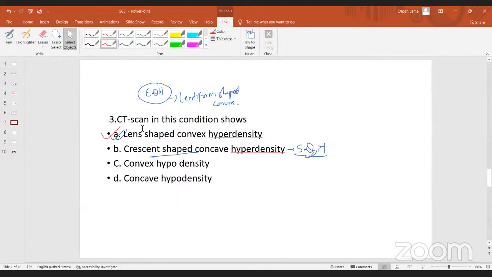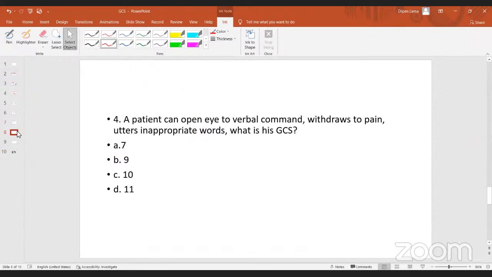So this is the correct answer. So why do I have this question here? We are talking about GCS. Why is GCS important? It is important in head injury patients. They may ask you in the exam a case of head injury, and they may ask you in CSQ the GCS. So you should know the GCS.